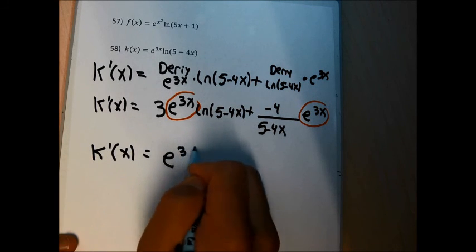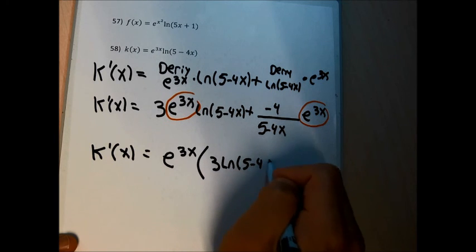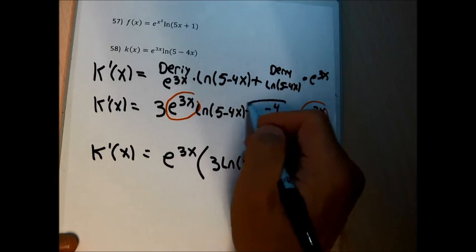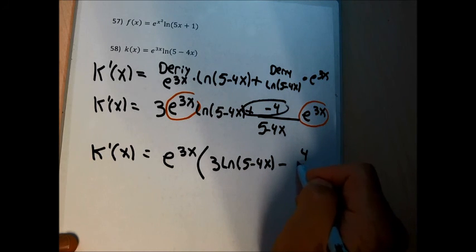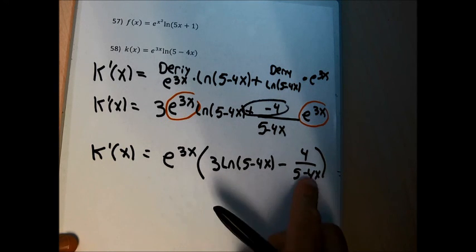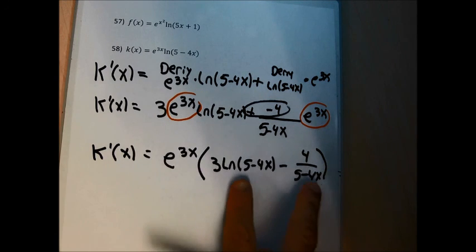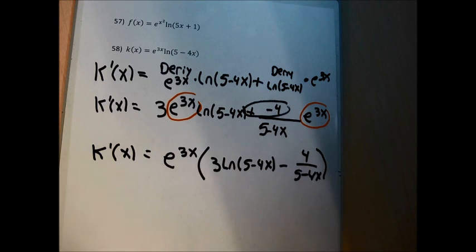equals e to the 3x times 3 times the natural log of 5 minus 4x plus a negative 4. I'm going to write a minus 4 over 5 minus 4x. You can't cancel something with a natural log with something that's not part of a natural log. And again, just like the last three problems, I had inside a parentheses something that had a fraction and something without a fraction. It's definitely possible to make those two terms into one fraction, but it's not necessary. We'll just stop right there. Pulling out common factors is going to be enough.